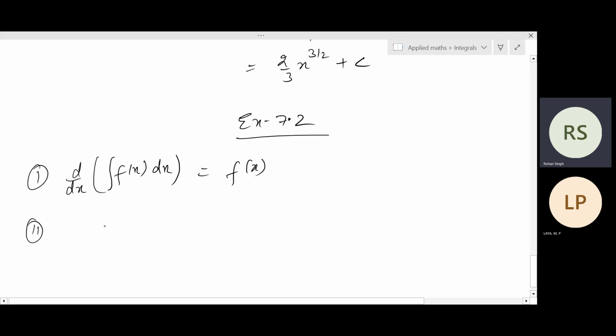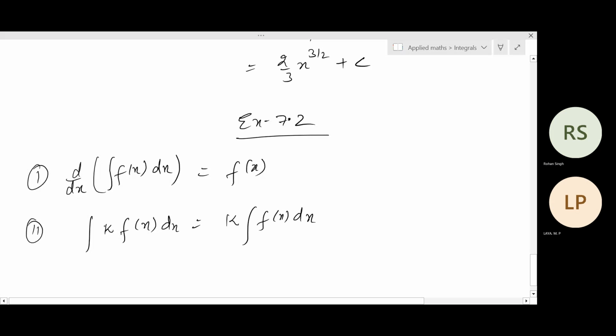Second, as we have in differentiation, if you have any constant multiplied to your function, the same thing as in differentiation, we take this out. Same thing we'll do here. We'll take this out and we'll just focus on the function.